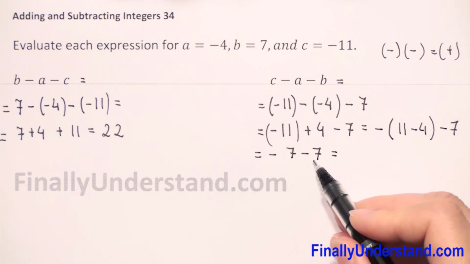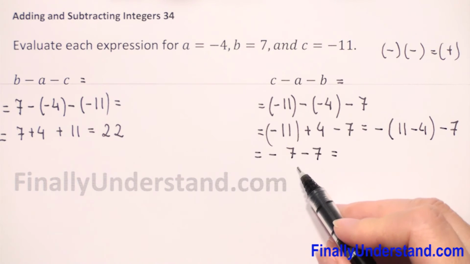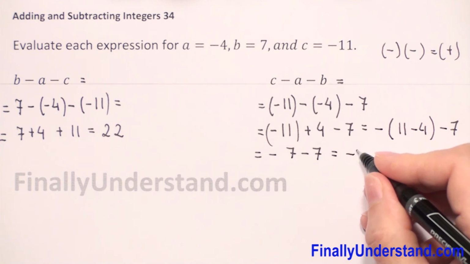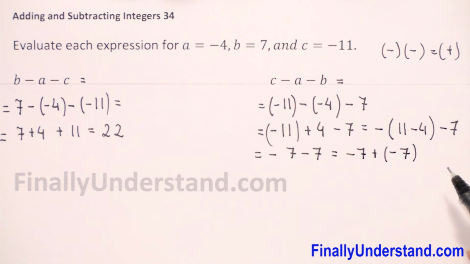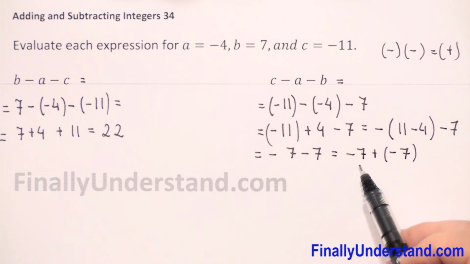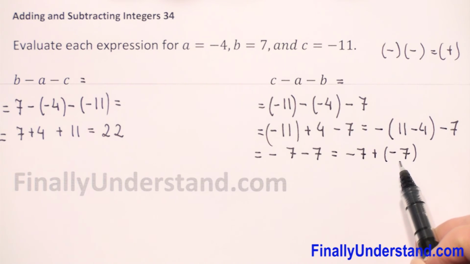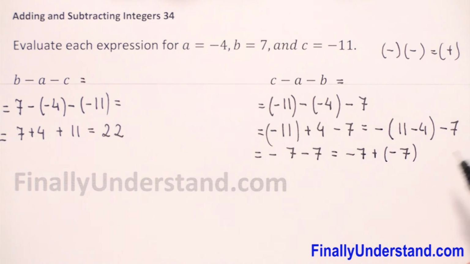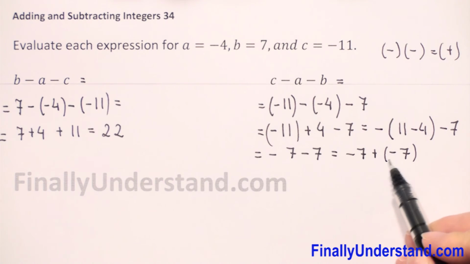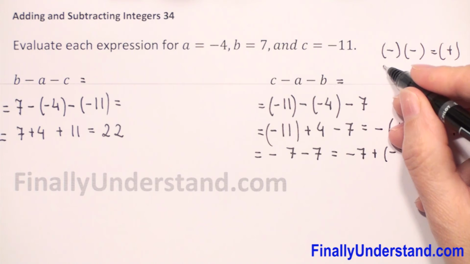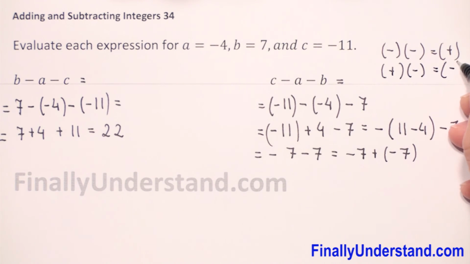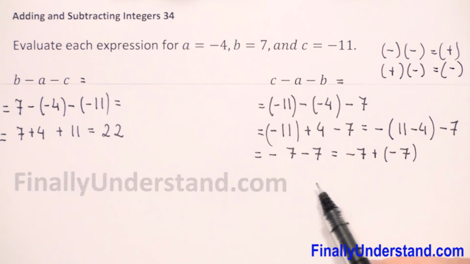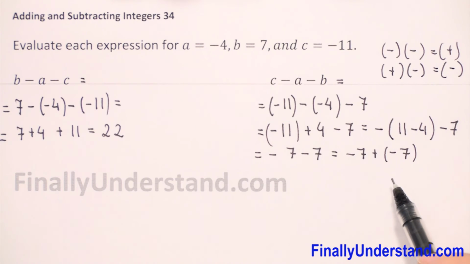We have -7 minus 7. I can rewrite that this is just -7 plus -7. Why do I do this? Because now I see what I have to do. I have addition of just two negative numbers. Let me write this, because positive and negative give me negative. So I didn't change anything. I only rewrite our expression to see what kind of operation I have to do.